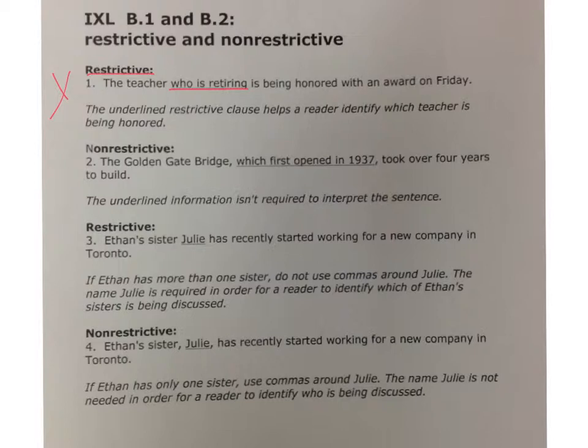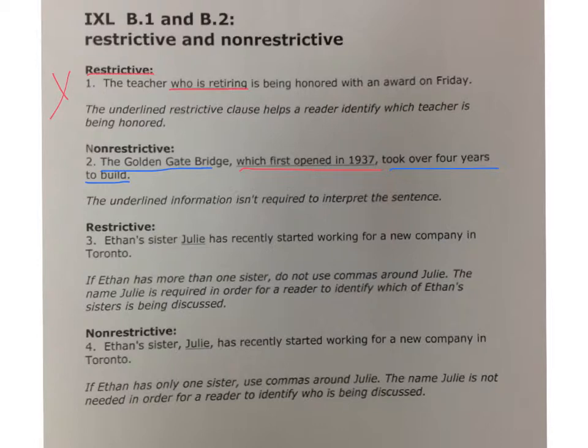to build. This information right here is interesting. It adds more to it, but it's not necessary for the sentence. The Golden Gate Bridge took over 4 years to build. Okay? That's a good sentence. It tells you the information. If you want to know a little bit more, okay, it opened in 1937.